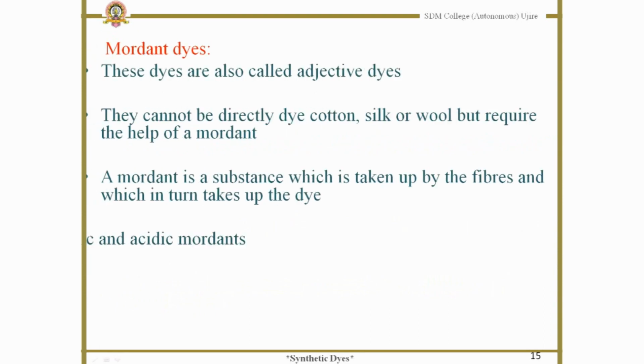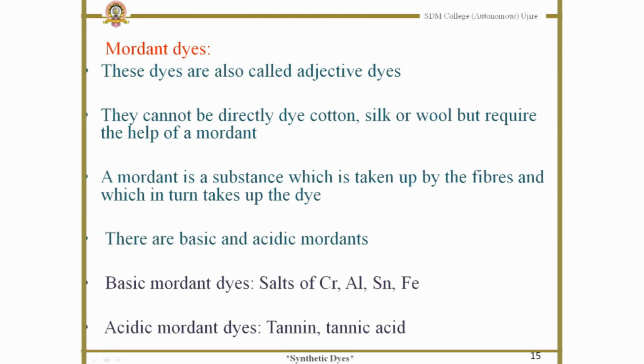Mordant dyes are another type of dyes in this classification. They are also called adjective dyes. They cannot be directly dyed to cotton, silk, wool, but require the help of a mordant. A mordant is a substance which is taken up by the fibers, which in turn takes up the dye. They may be acidic or basic in nature. Basic mordants are salts of chromium, aluminium, tin, iron, etc. Acidic mordants are tannin and tannic acid.